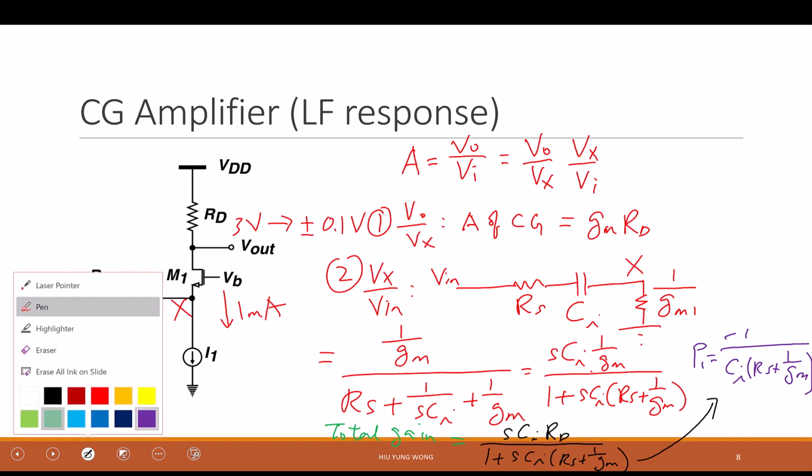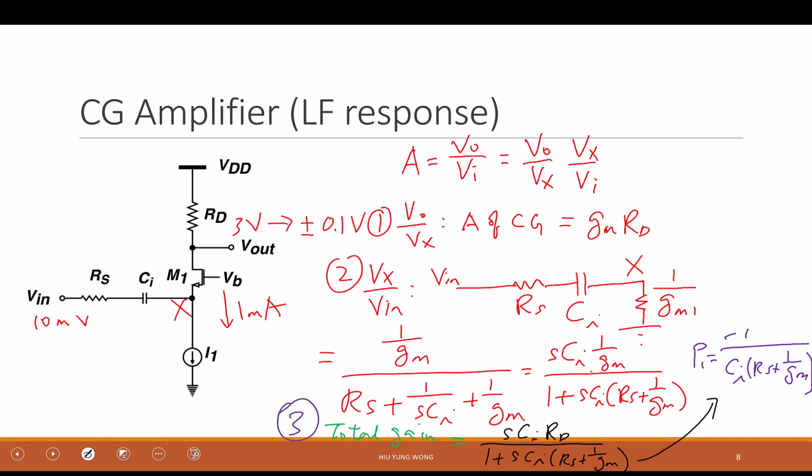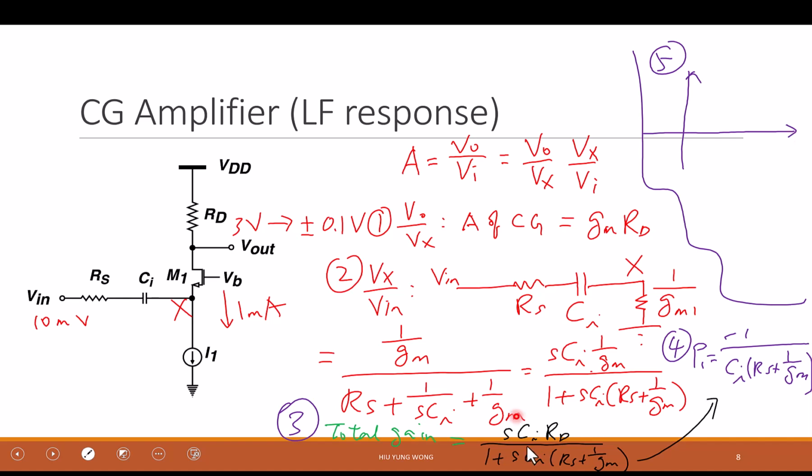Okay, now, so let me do this. This is 3, and then we have 4, right? I just keep doing this, and then 5. So when we plot it, we know that I have a 0 at 0. Do you see that? SCI. So you keep going up from negative infinity. Log 0 is negative infinity. And then eventually, it will hit the pole. And this pole is P1.